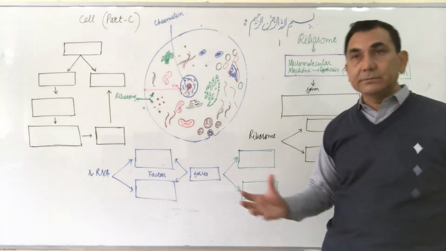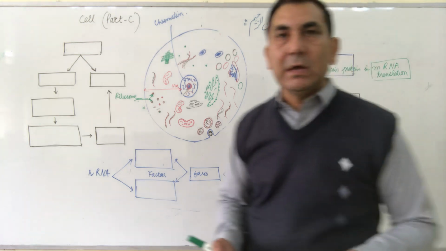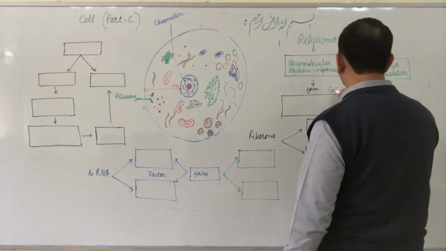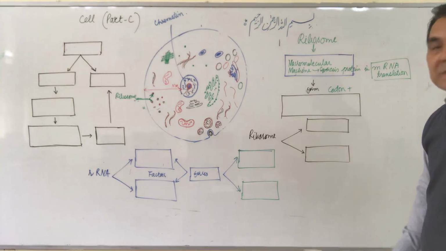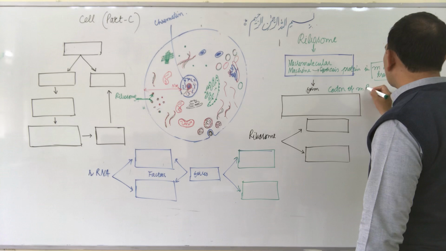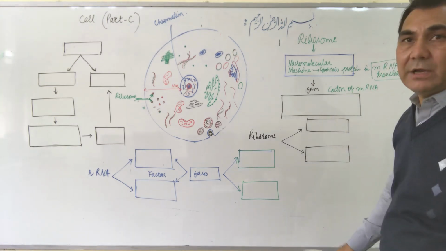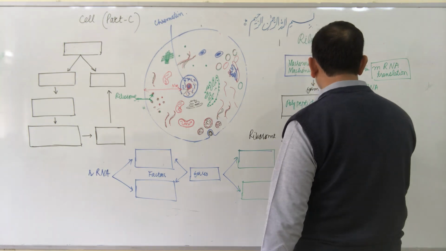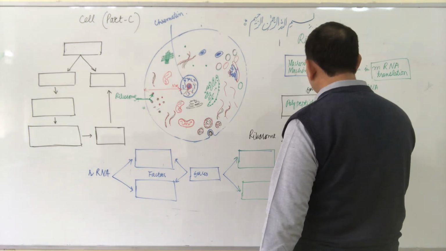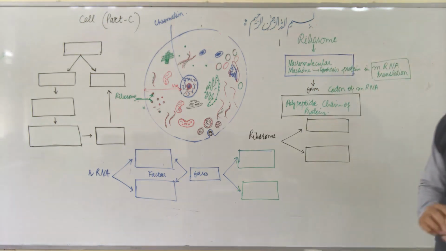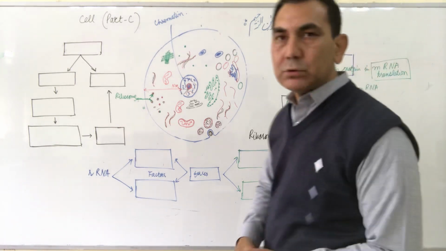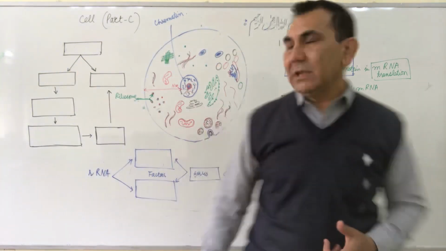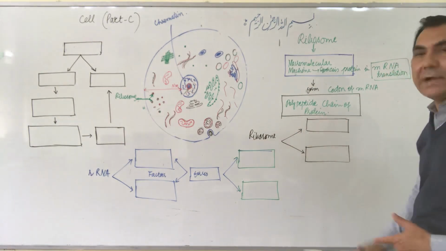The ribosome links together the amino acids and assembles them in an order determined by the specific codons of the messenger RNA to form the polypeptide chains of the protein.